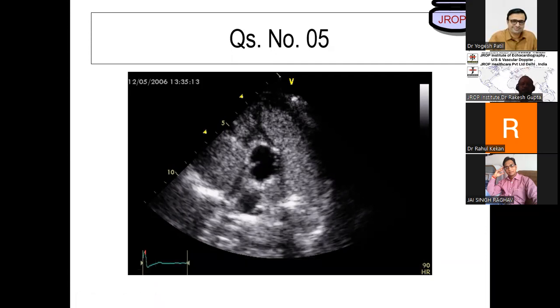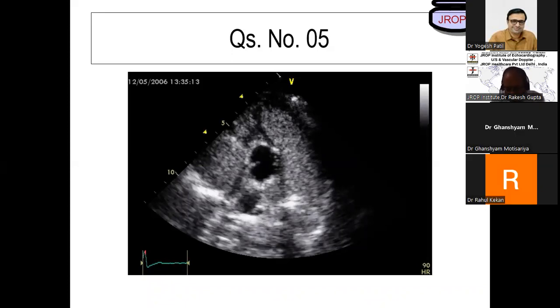Now my question is, suppose this contrast is seen in descending aorta. What's the answer? I did a contrast injection in the right arm, and then I put a probe in the descending aorta, and I got the contrast in descending aorta. PDA. Then Yogesh said it will be PDA. Rahul, do you agree with him? PDA, sir. PDA. No, sir.